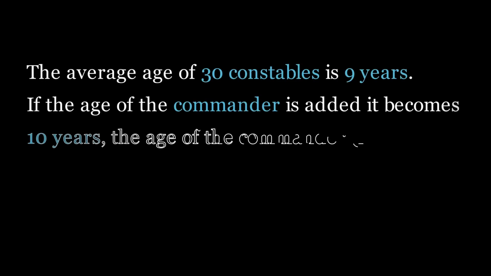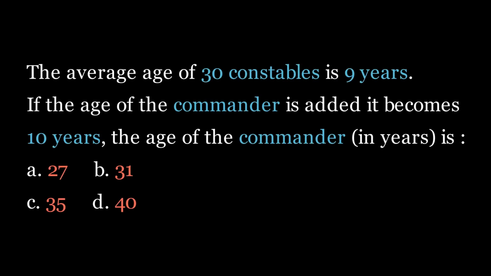Here's another question. The average age of 30 constables is 9 years. If the age of the commander is added, then it becomes 10 years. The age of the commander in years is, we are given 4 options. What is the age of the commander? Is the commander 27 years old? Is the commander 31 years old? Is the commander 35 years old? Or is the commander 40 years old?